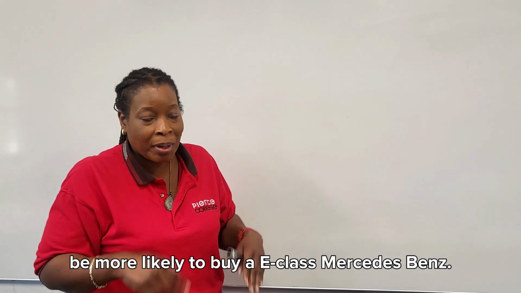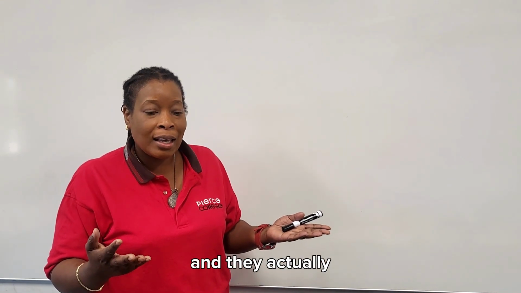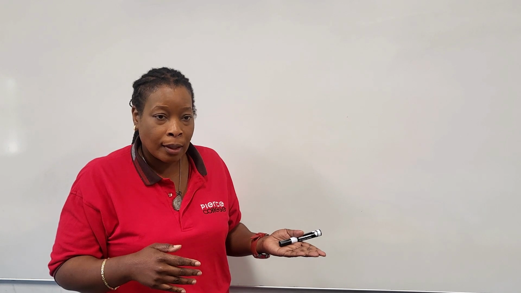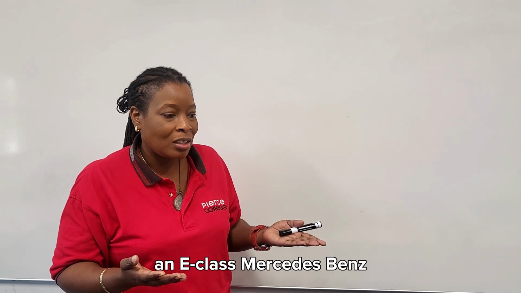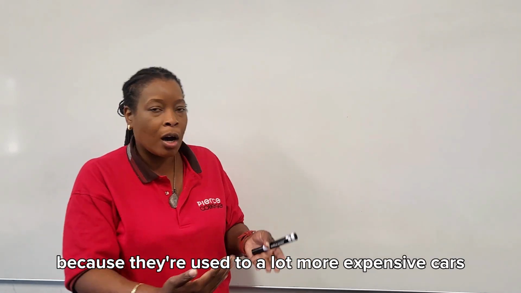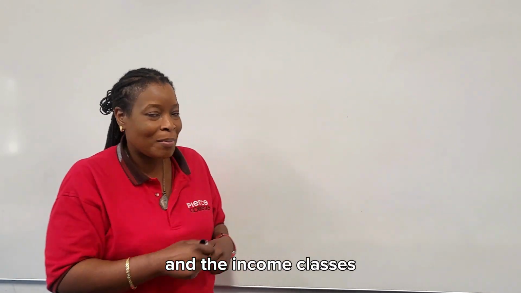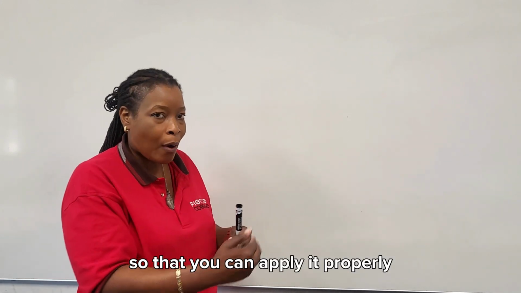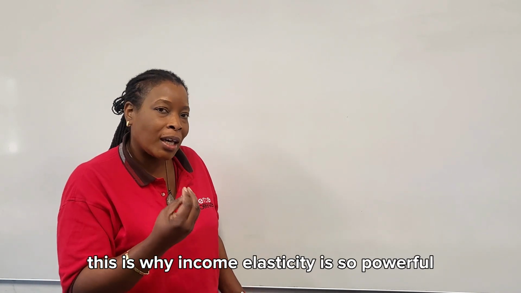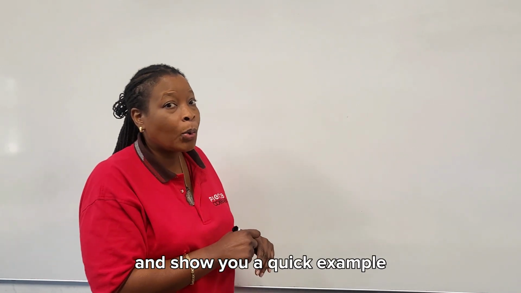Let's say somebody is extremely wealthy and affluent and they actually use private jets as their mode of transportation. For that person, an E-Class Mercedes-Benz might be an inferior good because they're used to a lot more expensive cars. The point I'm trying to make is you've got to have a sense of your customer base and the income classes so that you can apply it properly based on who you're selling to and the type of good you're selling. This is why income elasticity is so powerful. So let me use my board right here and show you a quick example.